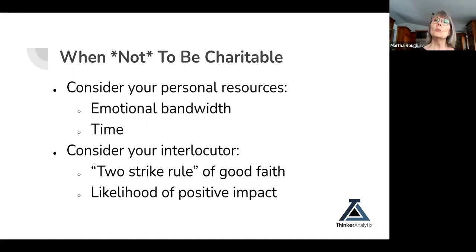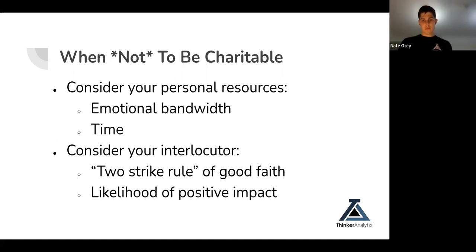But when we assume ill will on behalf of all those people in those middle categories, then we just feed into the incivility, and they may actually perceive us as violating the 2-strike rule and not having good faith in even hearing them.